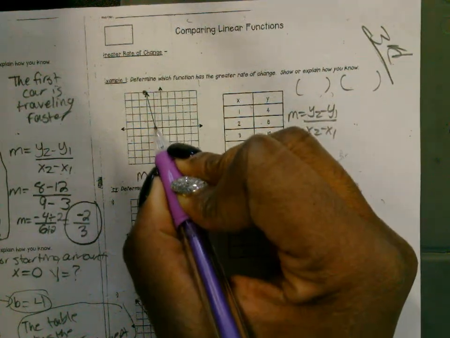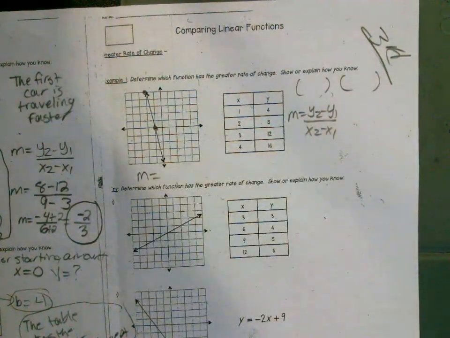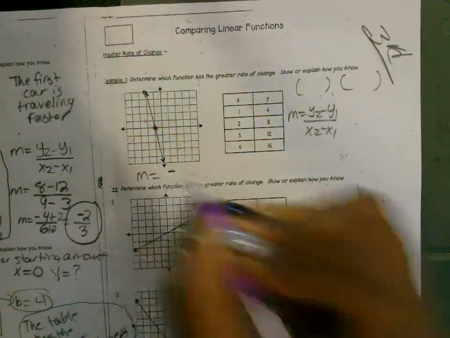And we have this point right here. What kind of slope is that line? What kind of slope is this? Positive? Negative? Zero? It's negative. So we know m is going to be a negative number.